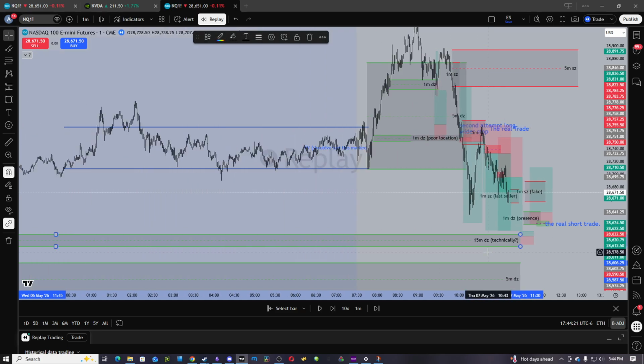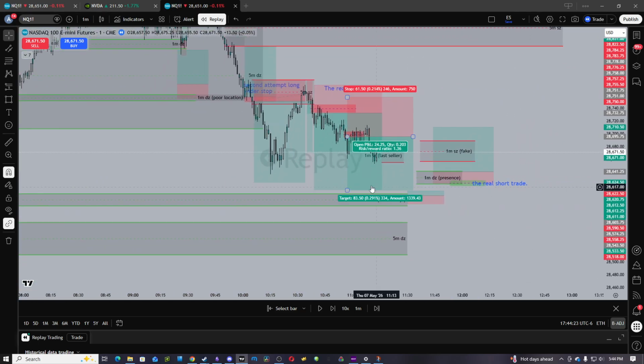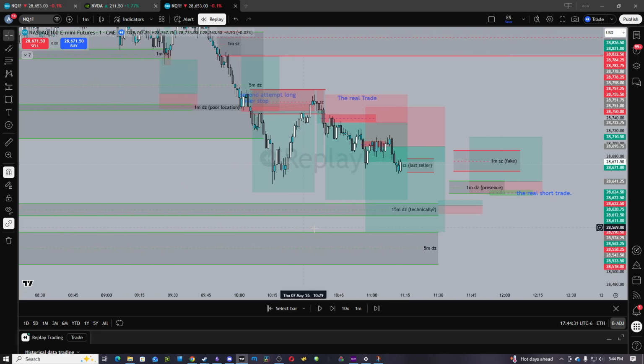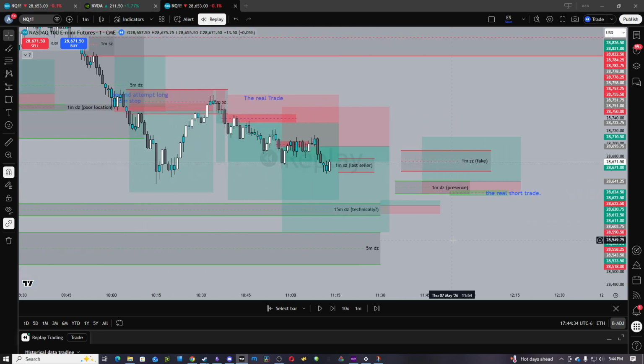The safe play, this 50-minute zone. But what actually ended up happening was that this 5 minute zone is what got tested, and it managed to save this 15-minute demand zone because it was resting at the distal. But look what happens.